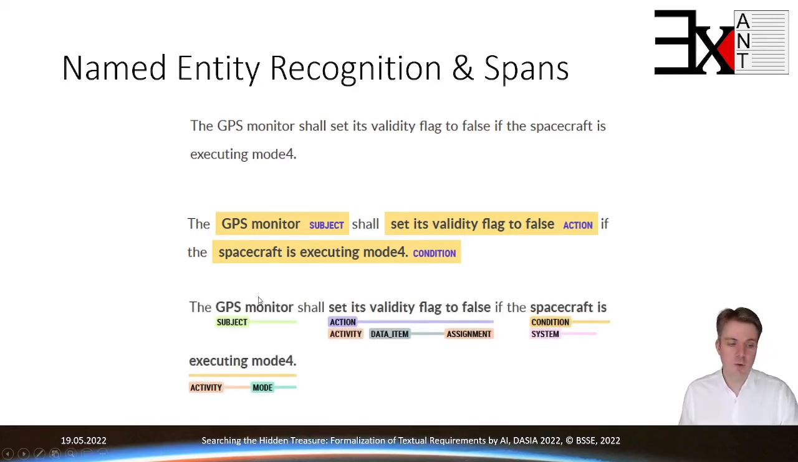This can even be broken down further. So for example, we can break down the action into the activity, which is set, the data item, which is what is to be set, and the assignment, which is the value which it is to be set to.